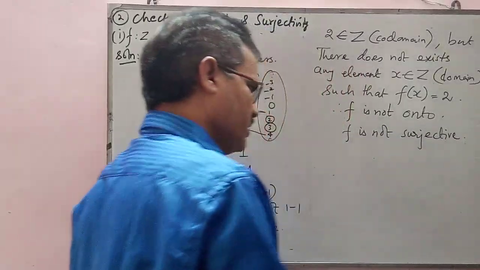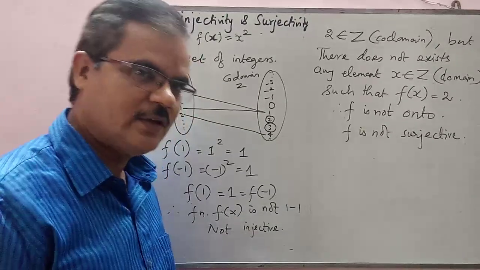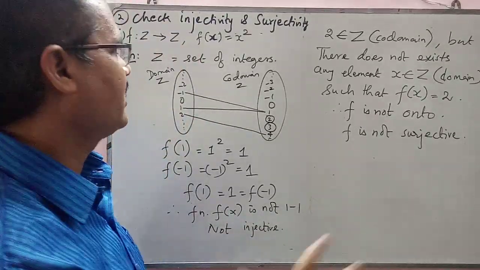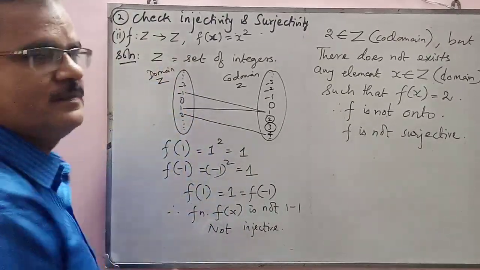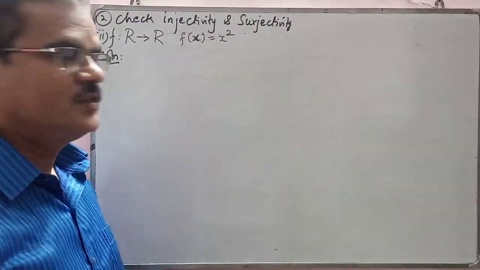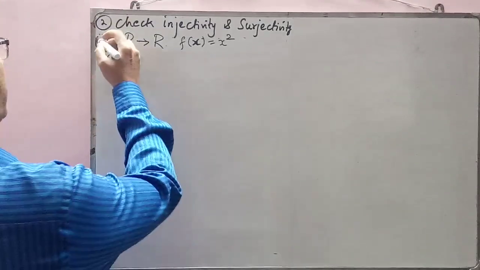One more term, children. If it is injective and surjective, we call it bijective. Just I recalled. This completes the part 2 of the second question. Thank you, children. This is the third part of the second question.